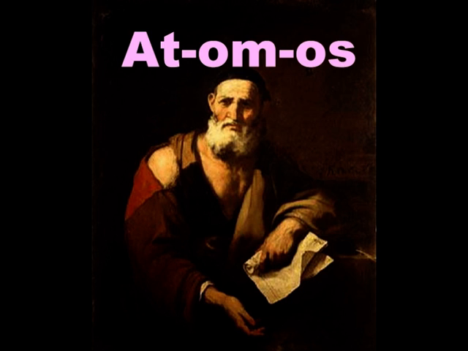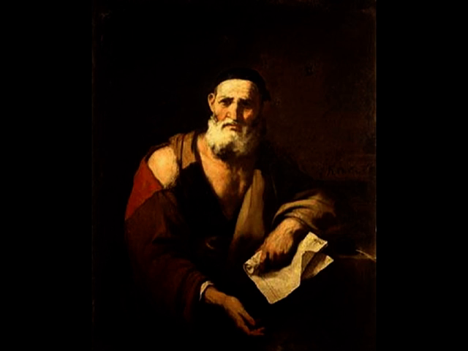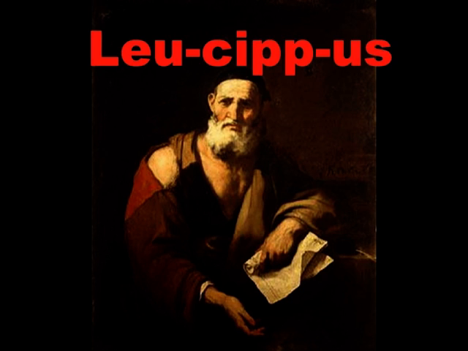The Greek adjective atomos means uncuttable. A number of philosophers taught that the universe was made of small particles called atoms that could not be cut into simpler particles. These philosophers included Leucippus, who lived in the 5th century BC, and his more famous pupil Democritus.